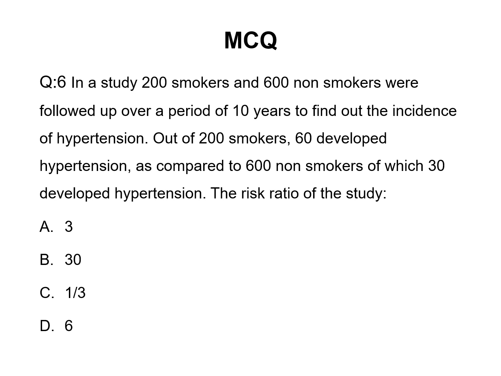Now that we have discussed the estimation of risk, relative risk, attributable risk, population attributable risk, and the calculation of incidence rates, let's come back to the question. In a study, 200 smokers and 600 non-smokers were followed up for a period of 10 years to find out the incidence of hypertension. Out of 200 smokers, 60 developed hypertension, and out of 600 non-smokers, 30 developed hypertension. Calculate the risk ratio. I already told you that risk ratio is nothing but the relative risk. They are asking you to calculate the relative risk for this question.